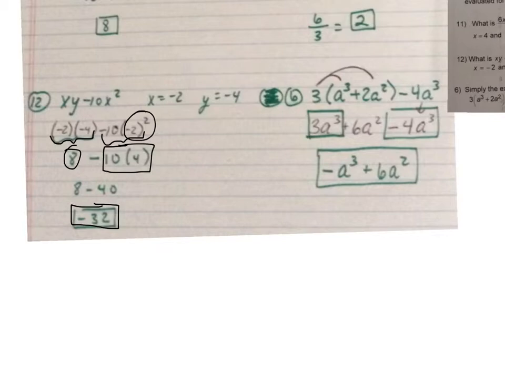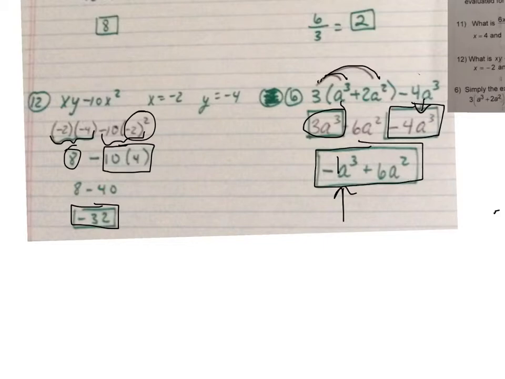Over on number 6, this was a distribution problem. So 3 times the a to the third is 3a to the third, and then 3 times 2a to the second is 6a squared. And I simply just brought down the -4a to the third. Do not multiply that by 3. That -4a to the third is not inside the parentheses. That would be a big no-no, so please don't do that. Now finally, I look to combine like terms, which happens to be the 3a to the third and the -4a to the third, which gives me a -1a to the third. There's a -1 there. And then plus 6a squared. And since they're unlike terms, I simply box it and leave it alone.